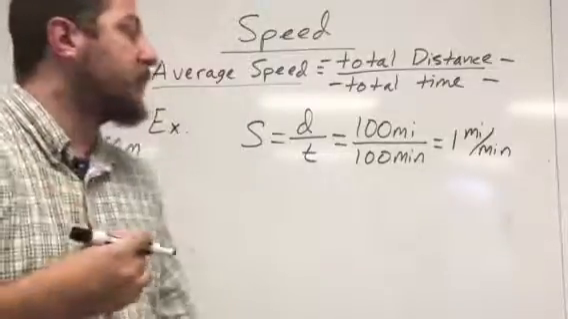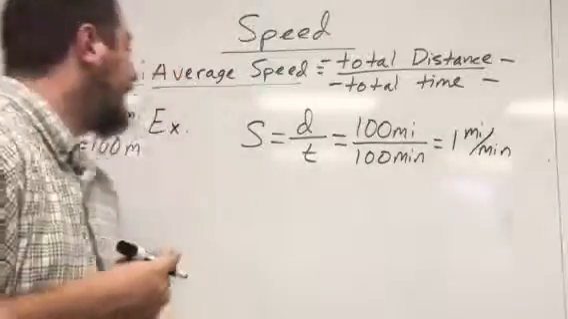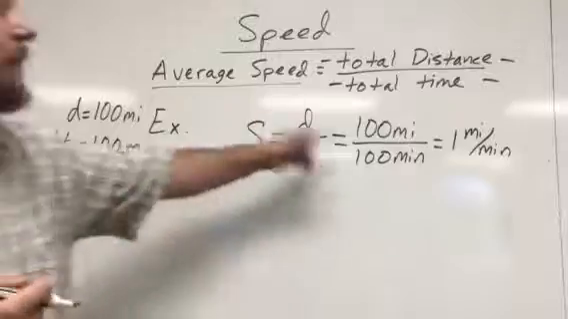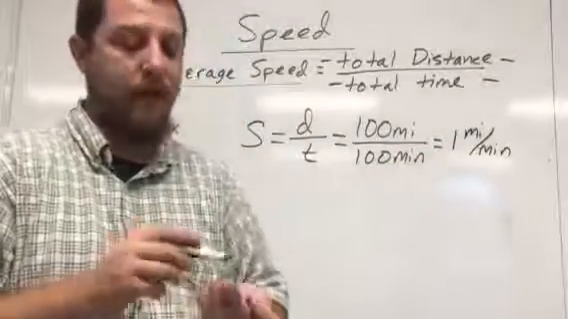But if I average the two up, taking the time to get gas into account, then I traveled 100 miles in 100 minutes, 1 mile per minute, or 60 miles per hour.